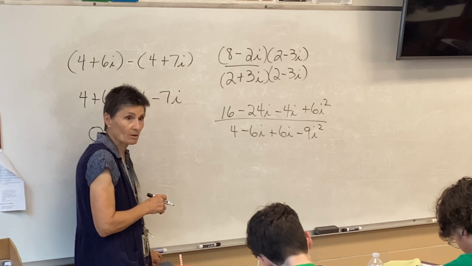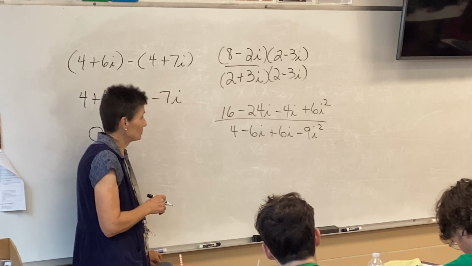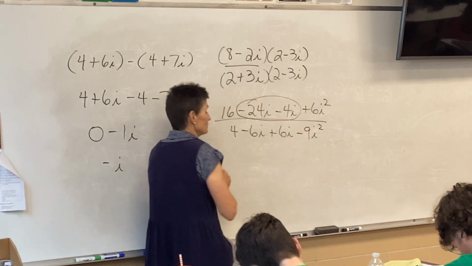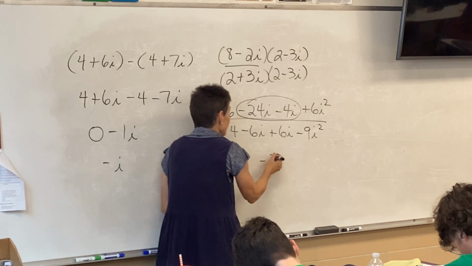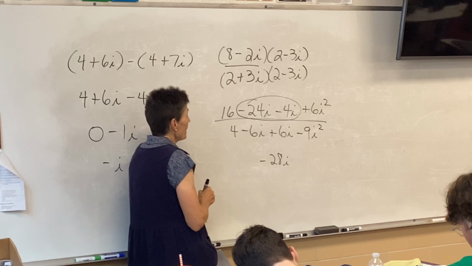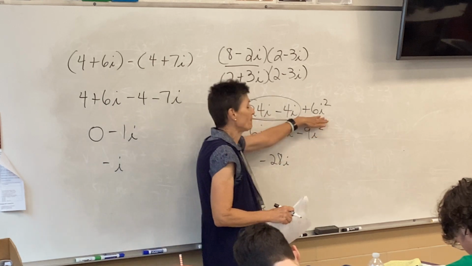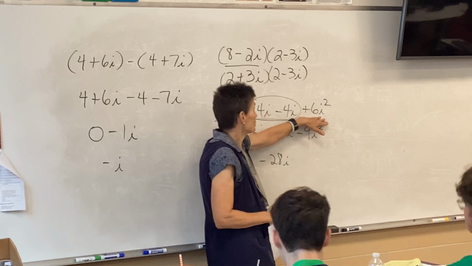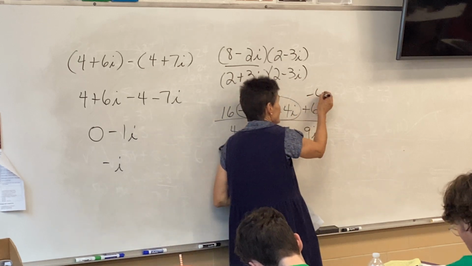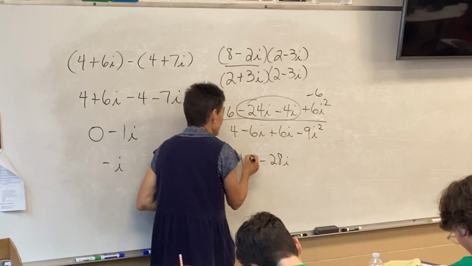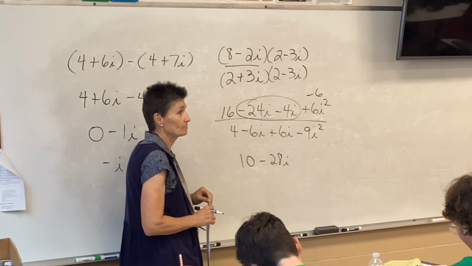All right, now I start cleaning up this mess. So always you can add your i's together. So that's going to be negative 28i up top. And then you have to remember what about i squared? It becomes negative 1. So this whole number is really a minus 6, which gets added to 16 and leaves me with a 10.